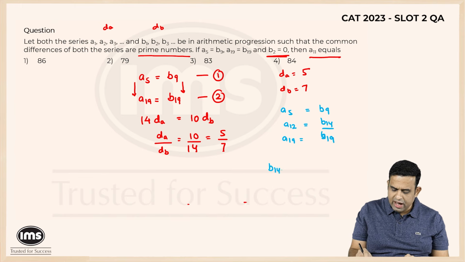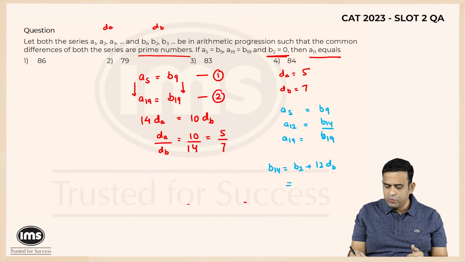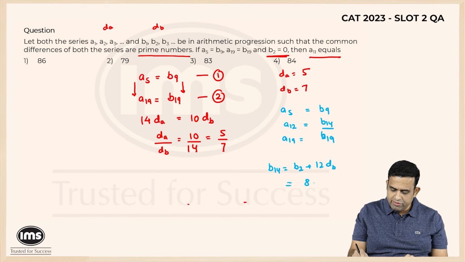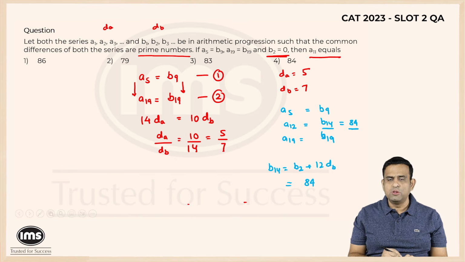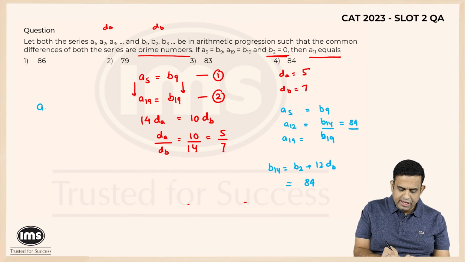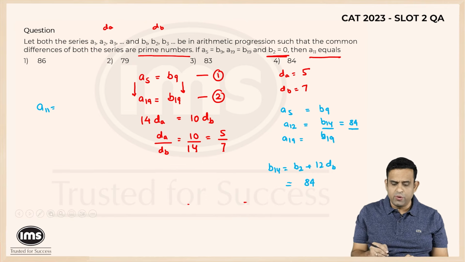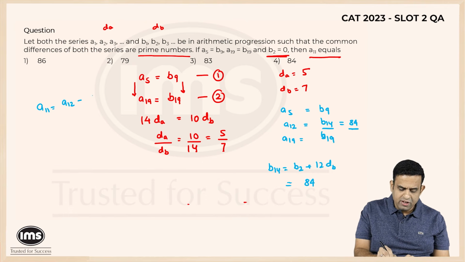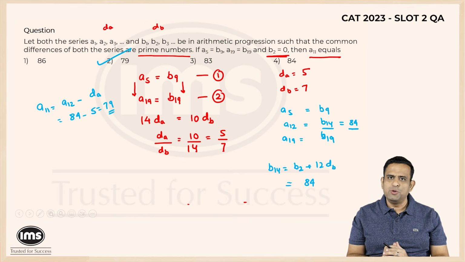So B14, as the value of B2 is given, will be B2 plus 12 times the common difference. Now since B2 is equal to 0, the term 12 into DB is nothing but equal to 84. So we found out the value of A12 to be equal to 84. So can I say A11, which is what we are supposed to calculate, should be equal to A12 minus the common difference of the first sequence. So it must be 84 minus 5, giving you 79. And hence one can mark option number 2 over here.